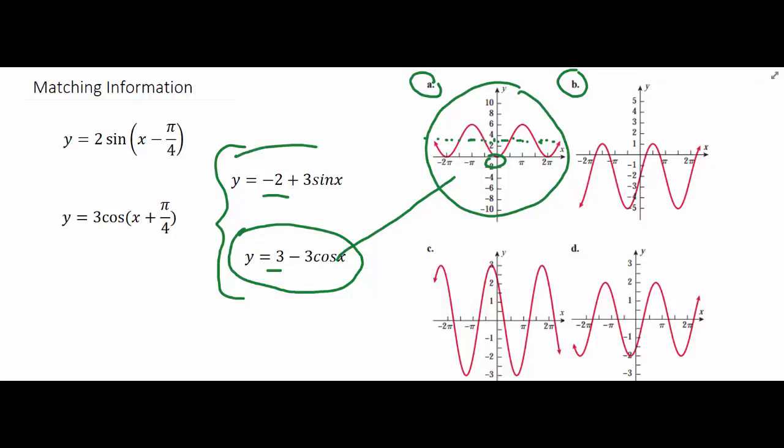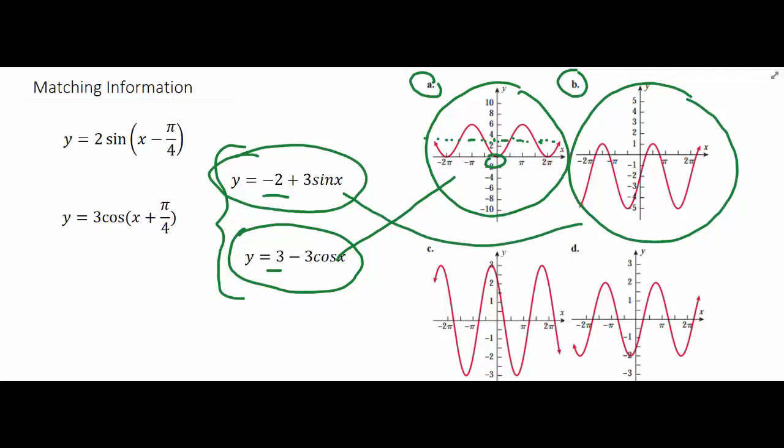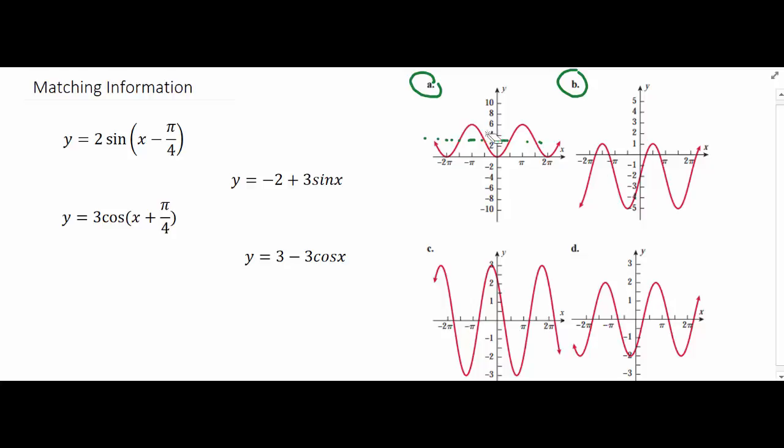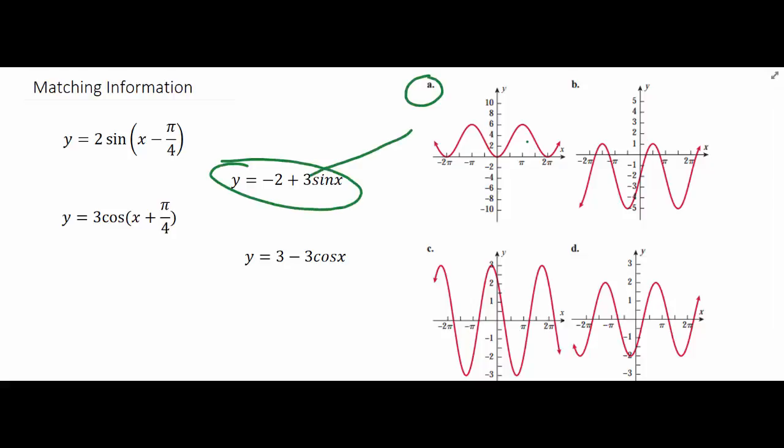which would mean that this one is matched with B. And let's make sure of that. Well, it's centered at -2, yes, and it has an amplitude of 3, yes, and it looks like our sine graph. So we've matched those 2 functions to their graphs. So we know this one is matched with A, and this one is matched with B.